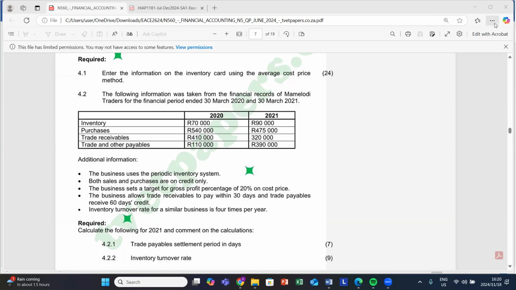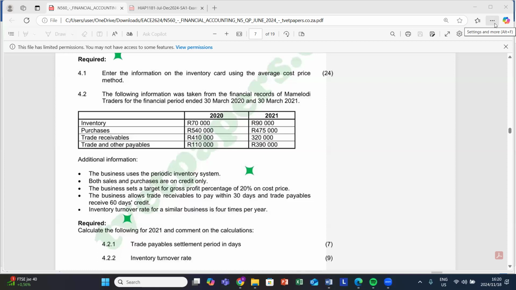In this paper, they assess you on two ratios. You know that we have various ratios. One thing that I always say about ratios is that it's paramount for you to know your formulas. If ever you know your formulas, it's going to be much simpler for you to calculate and deal with your ratios. So let's start with this question paper.